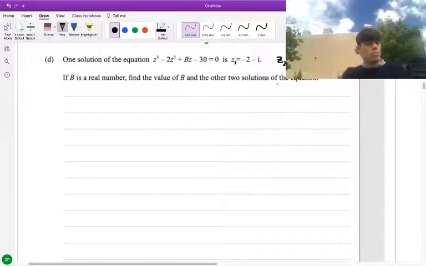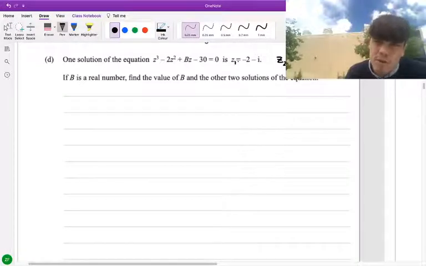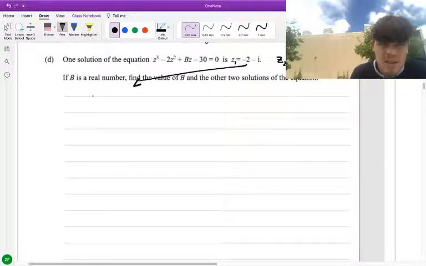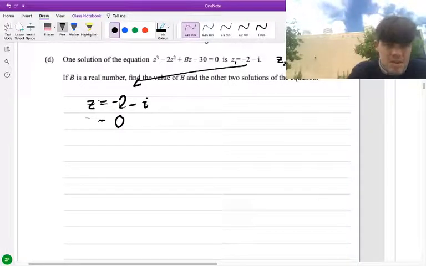Alright, now there's several ways to go about solving these. Today I'm going to go with the method of finding out what I can do with these two things. So I'm going to bring this over here, and I've got z equals -2 minus i. So this is a solution to z. I'm going to set that equal to 0, right? So I'm going to have to move this stuff over.